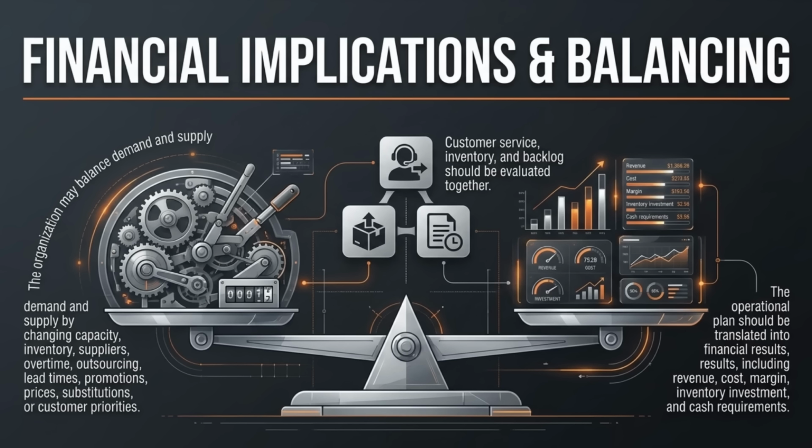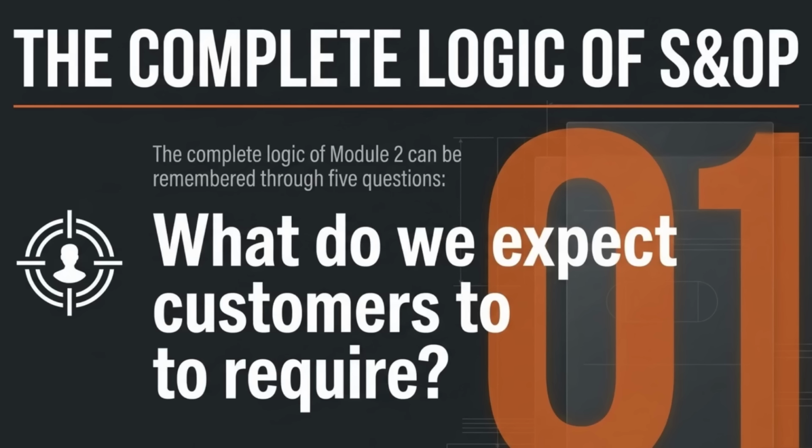The operational plan should be translated into financial results, including revenue, cost, margin, inventory investment, and cash requirements. Customer service, inventory, and backlog should be evaluated together. The organization may balance demand and supply by changing capacity, inventory, suppliers, overtime, outsourcing, lead times, promotions, prices, substitutions, or customer priorities. The complete logic of Module 2 can be remembered through 5 questions.